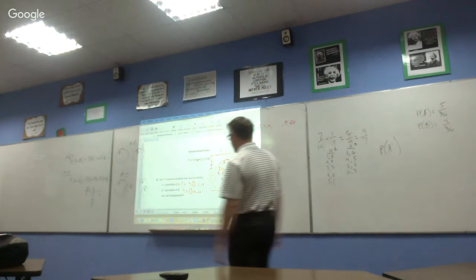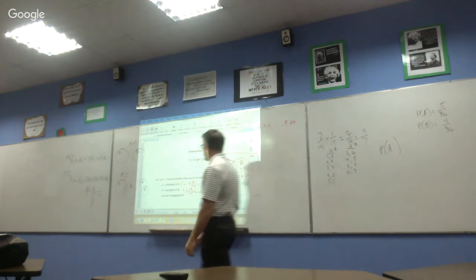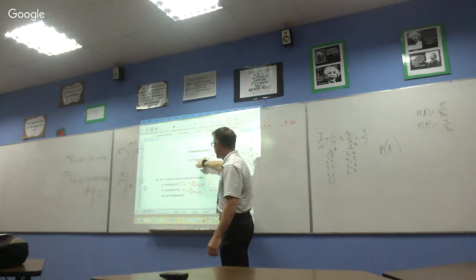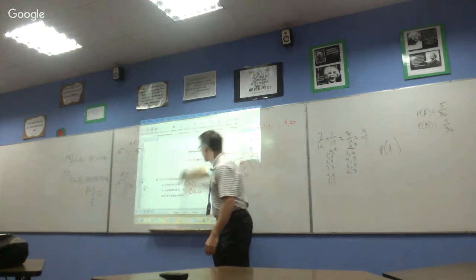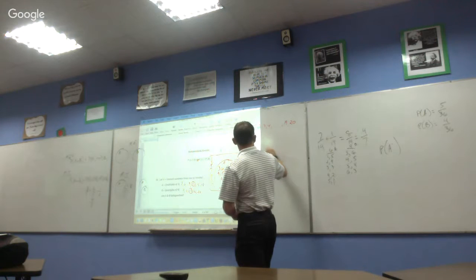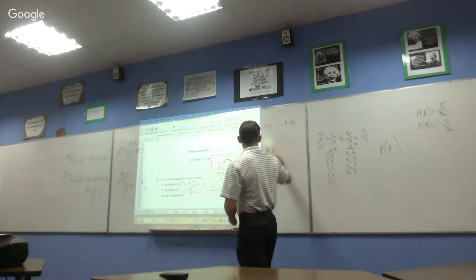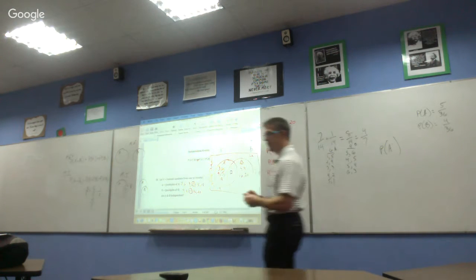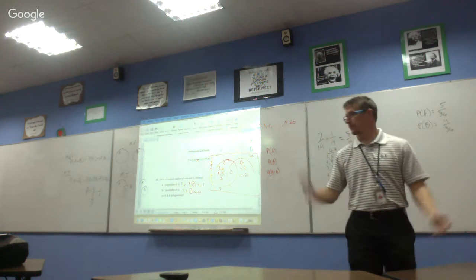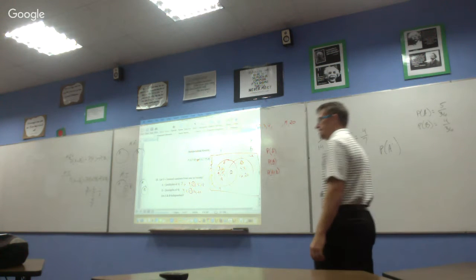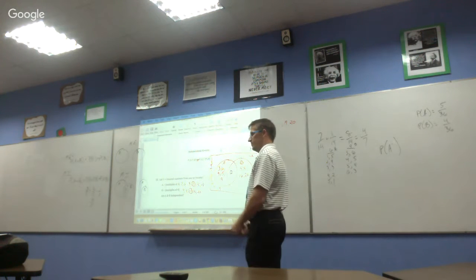Now, we need to determine whether these things are independent or not. What is the probability of the intersection? So we need to find the probability of A, the probability of B, and the probability of A intersect B. Where do you want to start? A is 6. What's the probability of A? How do you get 6?